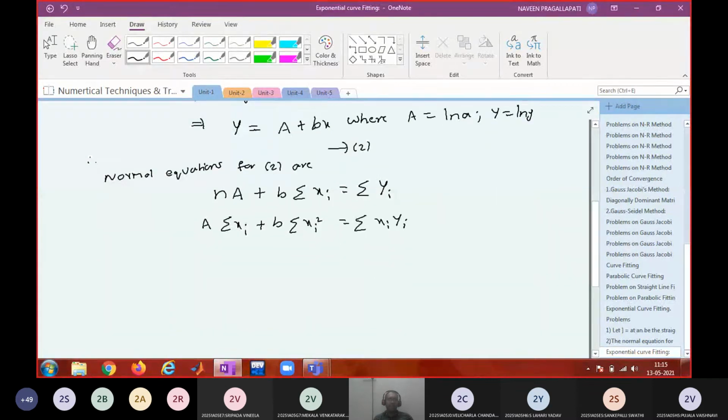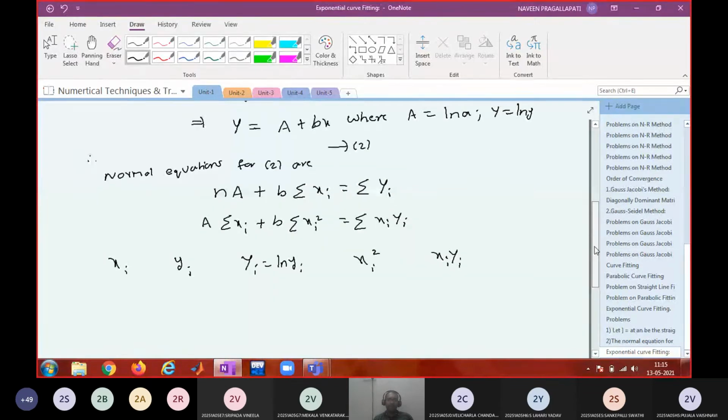Therefore, you prepare the table for this. So xi, yi will be the given data. But from yi, what you have to prepare? From yi, you have to prepare capital Yi equal to ln yi. Next, you have to find out xi square. Next, you have to find out xi into capital Yi. Okay. So, copy the values.